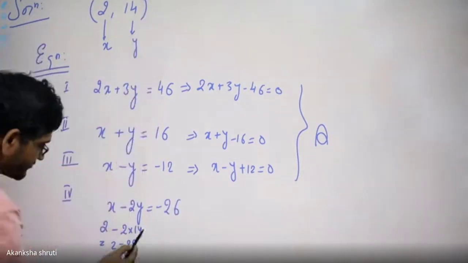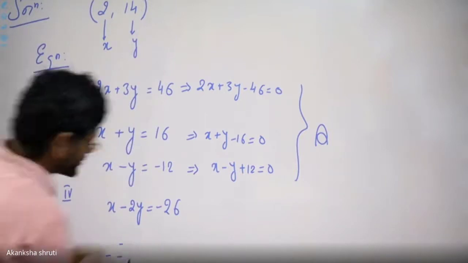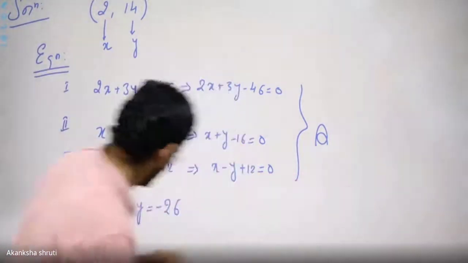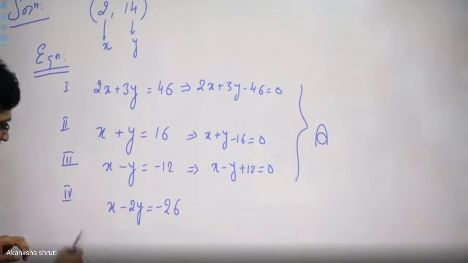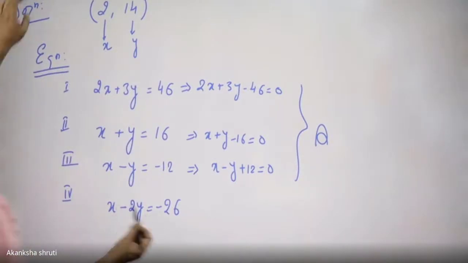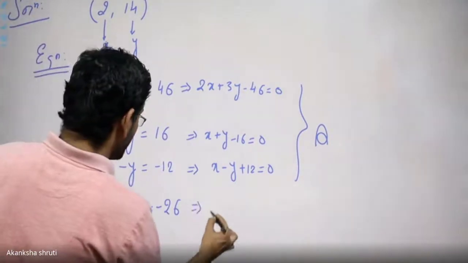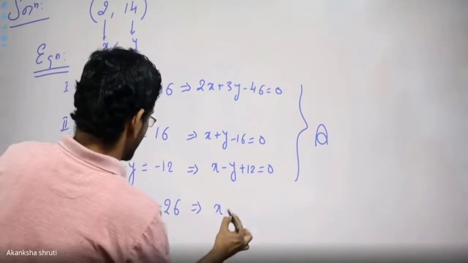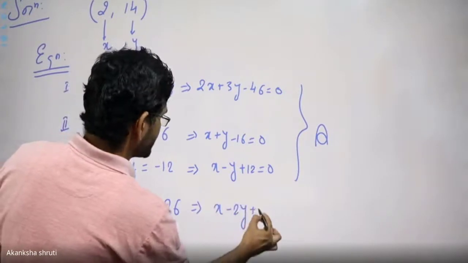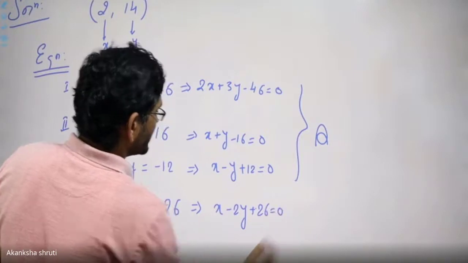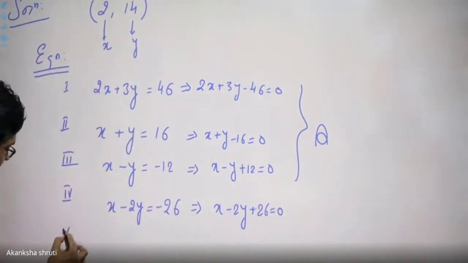Student, whatever this rough work we have written, do it on the side. No need to do it here. Do it on the rough side only. Okay. So this could be the other equation. So any number of such equations can be written, like x minus 2y plus 26 is equal to 0. Students, we are free to take even more.